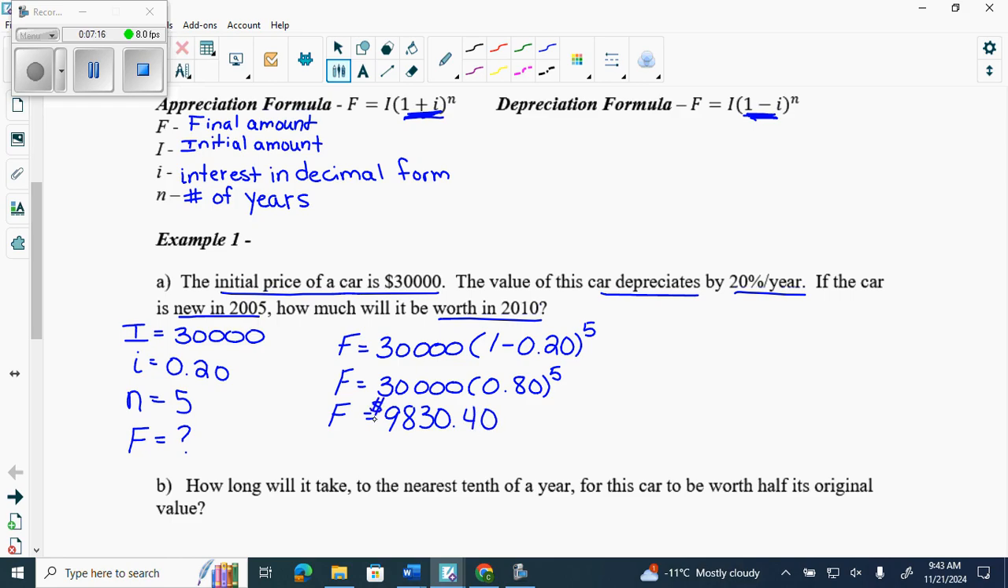And what do we have to make sure we do every single time we have a word problem? Sentence. So the car will be worth $9,830.40 in 2010.